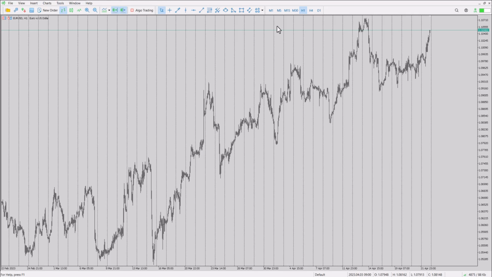When you find the same pattern in the higher time frame, you zoom in, you go to the lower time frame, you find the same pattern, and then you can make a good trade. So this is a 1 hour chart, Euro USD.